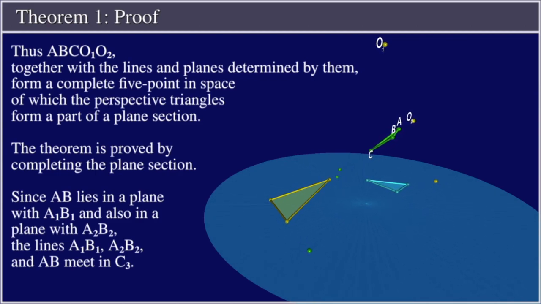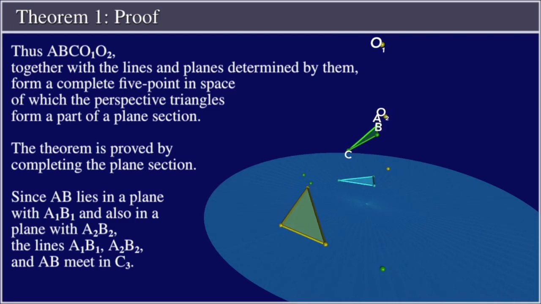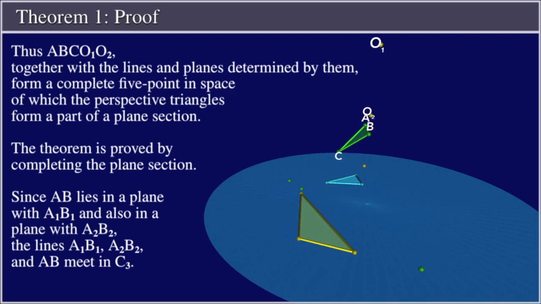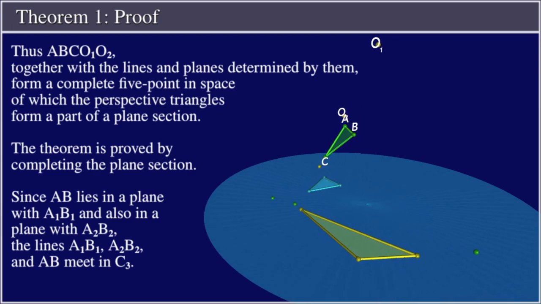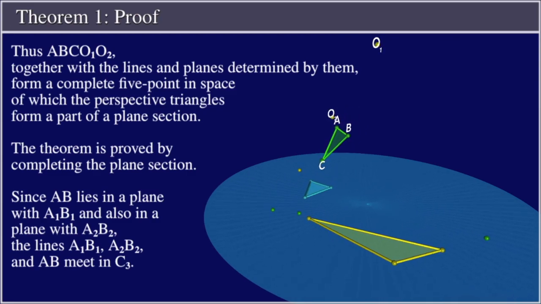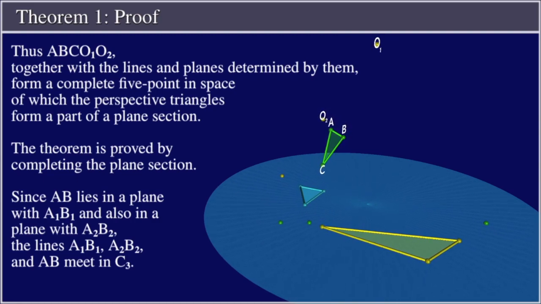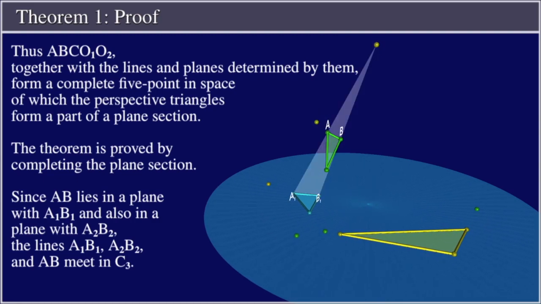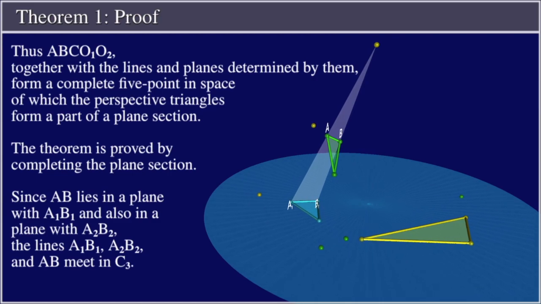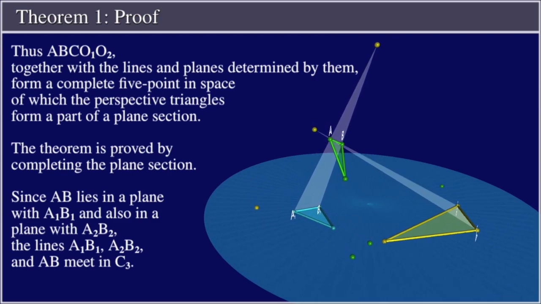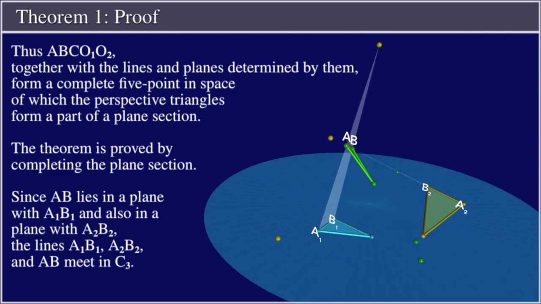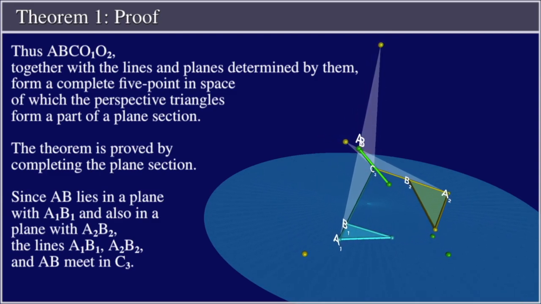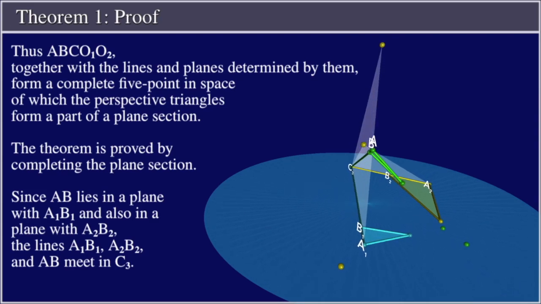Thus, A, B, C, O1, O2, together with the lines and planes determined by them, form a complete 5-point in space in which the perspective triangles form a part of a plane section. The theorem is proved by completing the plane section. Since AB lies in a plane with A1 and B1, and also in the plane with A2, B2, the lines A1, B1, A2, B2, and AB meet in C3.